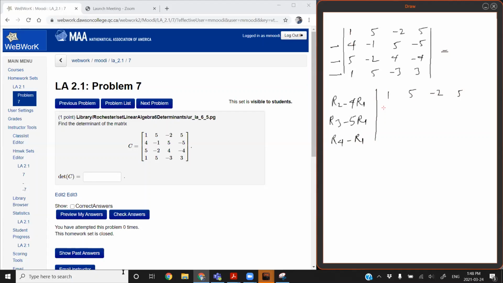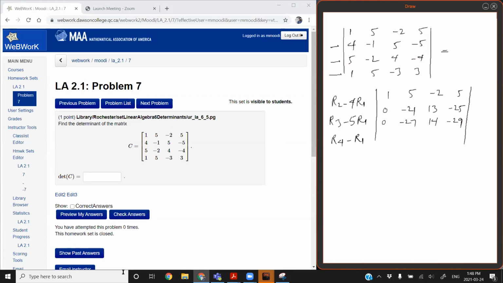Negative 4 times this added to 0. Negative 4 times this, negative 20, gives negative 21. Negative 4 times this, positive 8, added to this 13. And negative 4 times this, negative 20, added to this negative 25. So if I make a mistake, let me know. Negative 5 times this added to this 0. Negative 5 times this, negative 25, added to this negative 27. Negative 5 times this, positive 10, added to this 14. And negative 5 times this negative 25, negative 29.